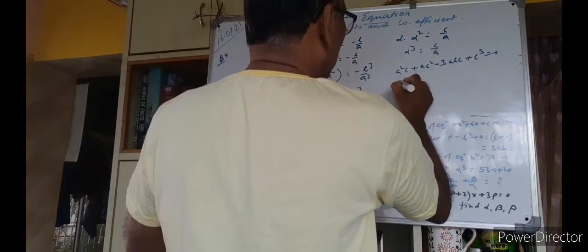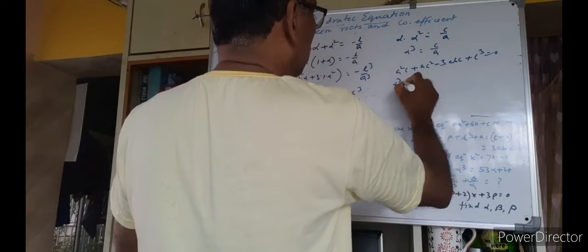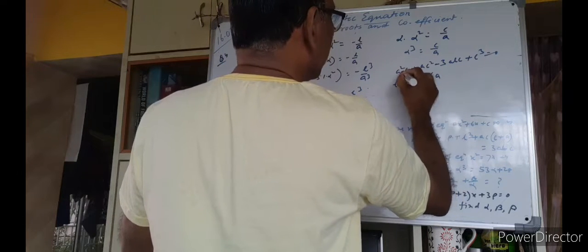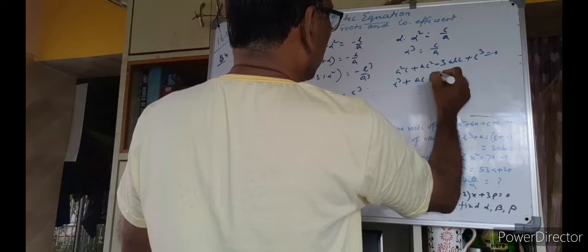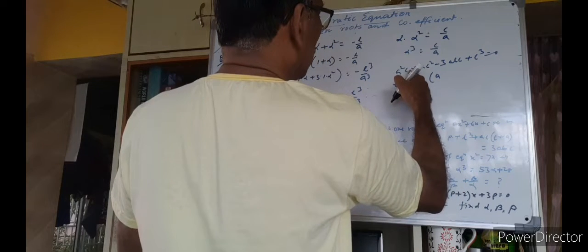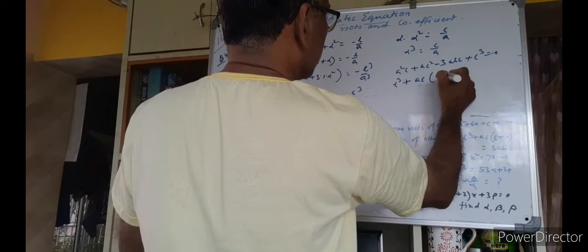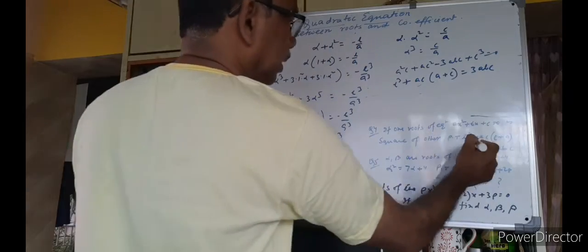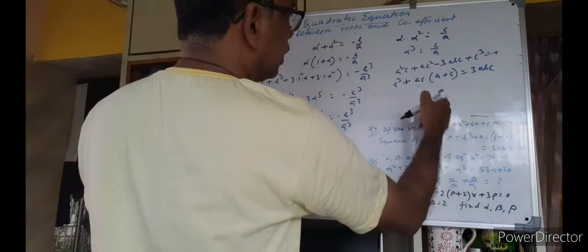Now bq plus ac is common. ac common, a plus c equals 3abc. bq, ac, a plus c, 3abc. Proved.